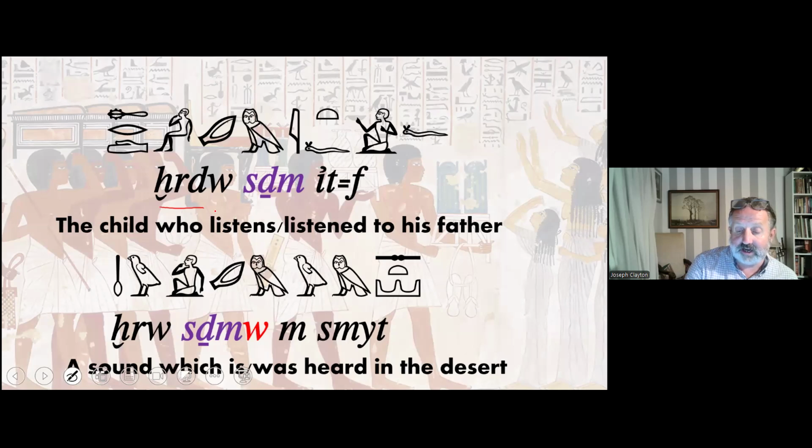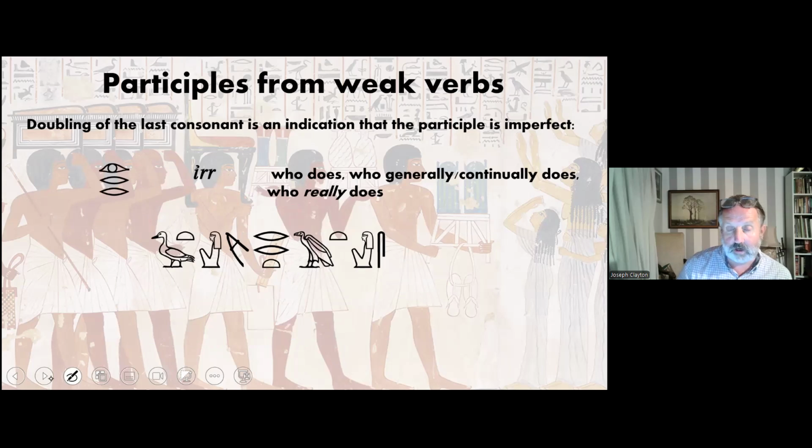So we've got the child, sedjem, itef. See, no ending on that. So we've got a child described in terms of what he does. Who listens or listened to his father. If we look at this though, the voice, the voice who hears, but look, it's got a W on the end of it. It's not plural, but it's got a W on the end of it, so that means it's going to be a passive participle. So it's a sound which was heard in the desert. Okay. This is all on the sheets, all this stuff, which I'll put on the thing there.